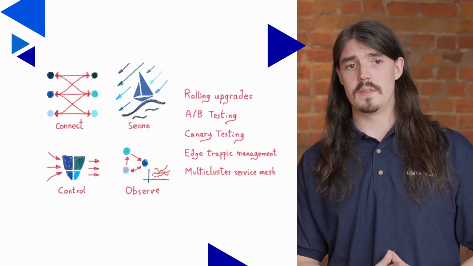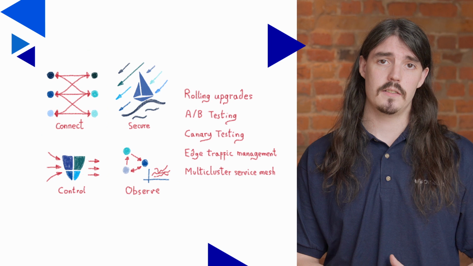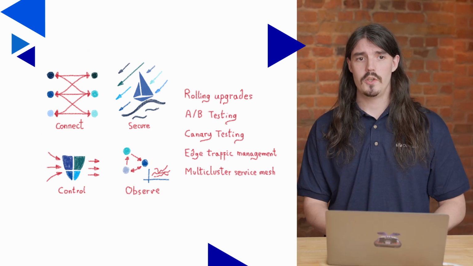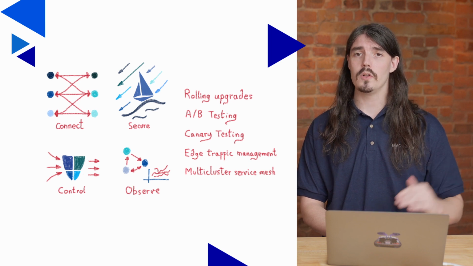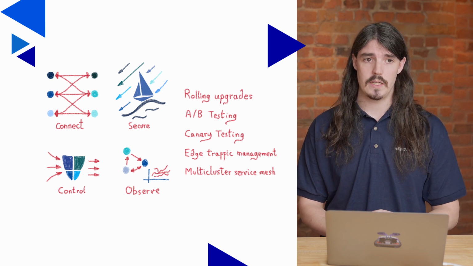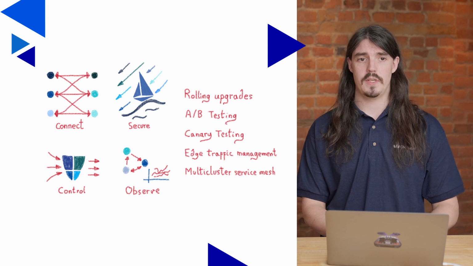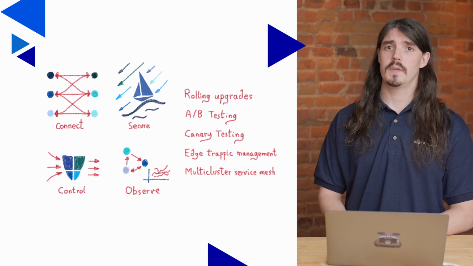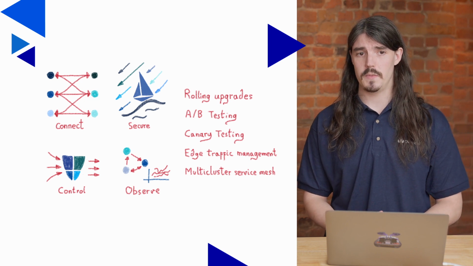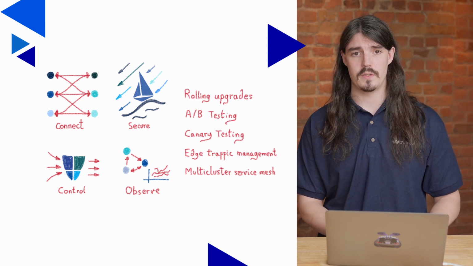There are also many components that can help you manage the service lifecycle and codependencies of your service. You can control the way your services will connect, the way they securely communicate with each other, the control flow of all the interactions between the containers, as well as observe all the metrics that they produce. This allows for rolling upgrades, A/B testing, canary testing, edge traffic management, as well as multi-cluster service meshes.